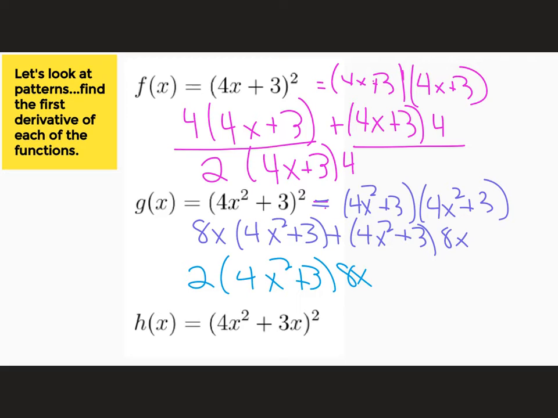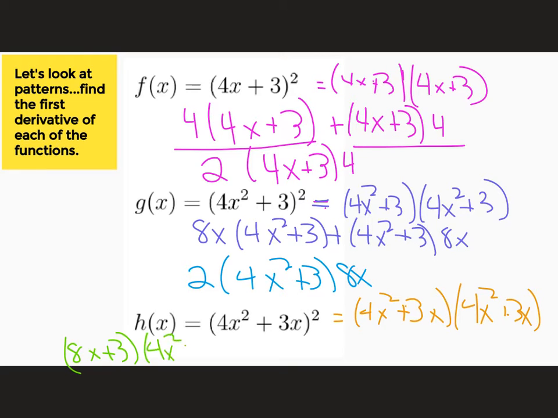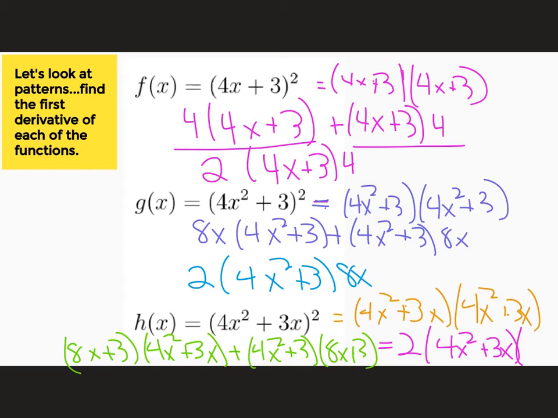And then the next one's going to be very similar. So that's going to be 4x squared plus 3x times 4x squared plus 3x. So that's going to be, derivative of the first is 8x plus 3 times 4x squared plus 3x. And then 4x squared plus 3x times 8x plus 3, which gives me 2 4x squared plus 3x's times 8x plus 3.